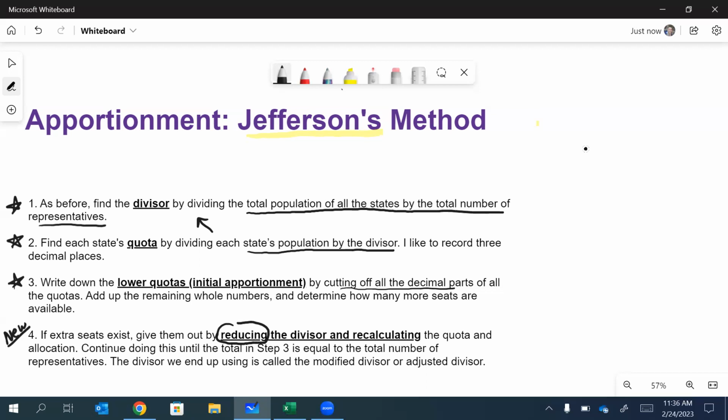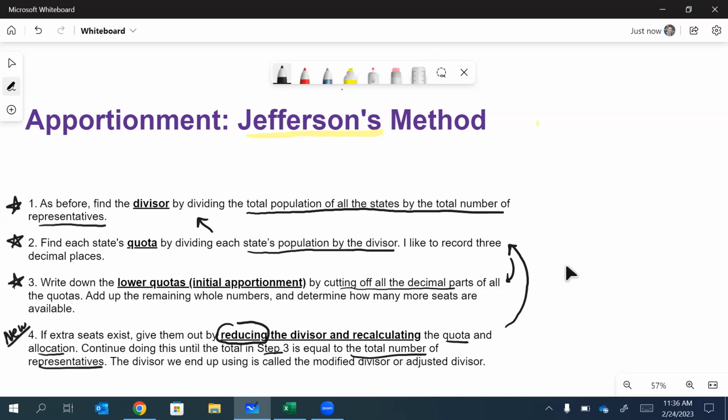I know that's a little weird. When you divide by a smaller number, it gets larger. And when that happens, it means that each quota will go up slightly, and you'll recalculate each state's quota and allocation, and you're going to keep doing that. You're basically going to go back to steps 2 and 3. You're going to do that until step 3 is equal to the total number of representatives. So if you need more seats, you reduce the divisor the right amount until you have the right amount of seats.